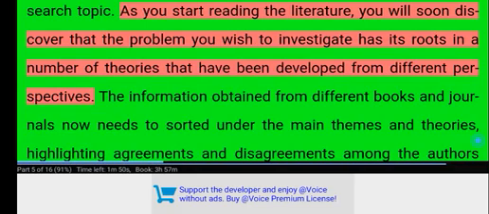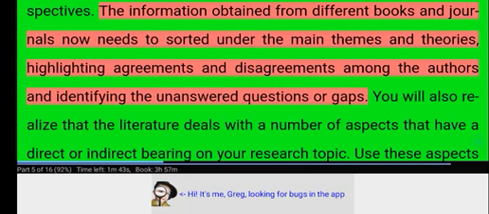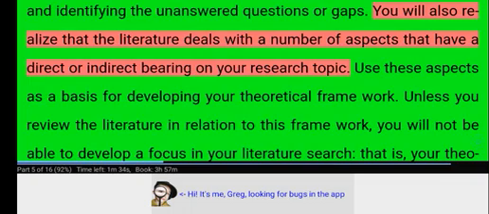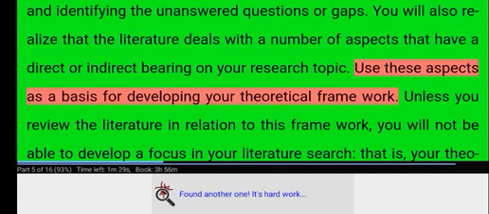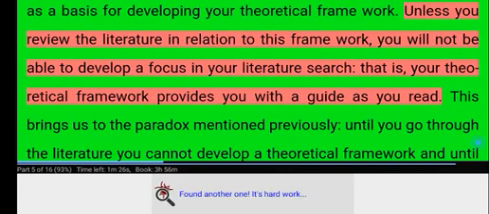As you start reading the literature, you will soon discover that the problem you wish to investigate has its roots in a number of theories that have been developed from different perspectives. The information obtained from different books and journals now needs to be sorted under the main themes and theories, highlighting agreements and disagreements among the authors and identifying the unanswered questions or gaps. You will also realize that the literature deals with a number of aspects that have a direct or indirect bearing on your research topic. Use these aspects as a basis for developing your theoretical framework. Unless you review the literature in relation to this framework, you will not be able to develop a focus in your literature search. That is, your theoretical framework provides you with a guide as you read.